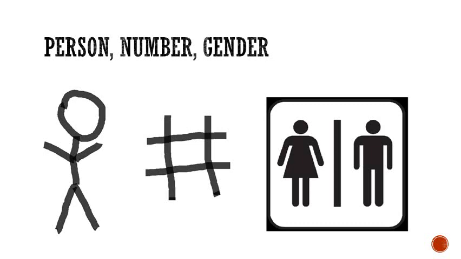Person refers to 3 possibilities. First person, which you can think of as the speaker, I or we. Second person, which you can think of as the person the speaker is talking to, you. And third person, which is a person or people or thing or things that are being talked about, he, she, it, or they.